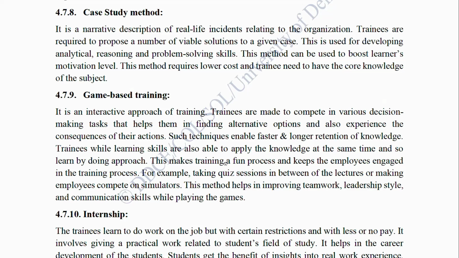For example, taking quiz sessions in between the lectures or making employees compete on simulators. This method helps in improving teamwork, leadership style, and communication skills while playing the games.